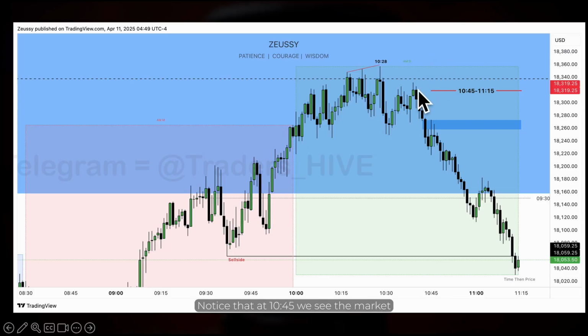Notice that at 10:45 we see the market retrace into a CB which formed shortly prior, and notice that the market then expanded beautifully towards the downside, drawing towards the sell side liquidity resting below this low. Why in particular this low? Why not any low prior? Well, this low formed shortly after 9:30, and therefore this was the regular trading hours low up until that point, and therefore that's a key sell side liquidity pool to target.